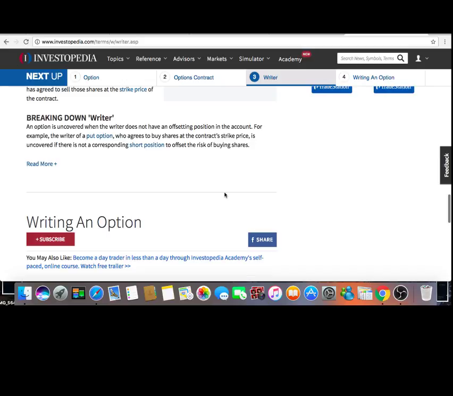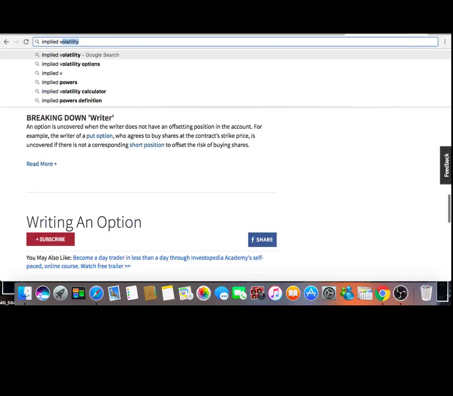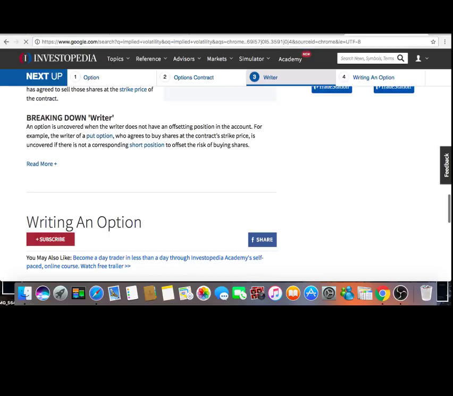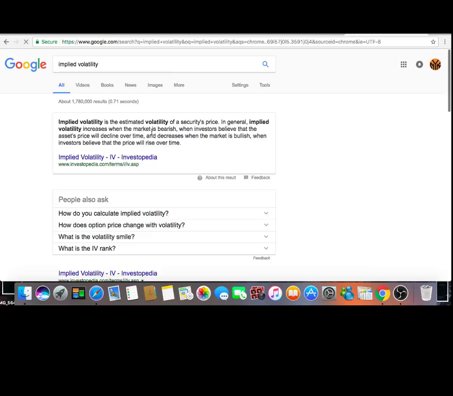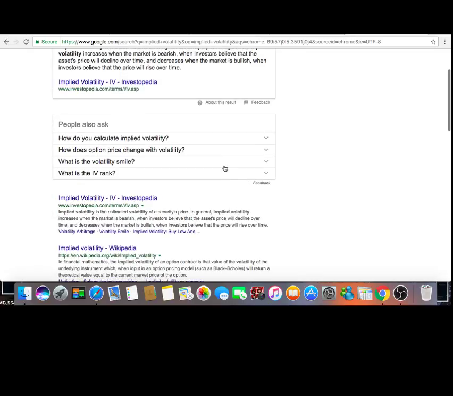Okay, so key things to know about an option. Implied volatility. I'll put it up here so you guys can look as well. It's the estimated volatility of a security's price. Implied volatility for options actually increases or decreases the value of the option. If there's more implied volatility, there's going to be more volume, and it's going to be at more of a premium. So the option will move faster. It will also be valued larger or higher than others.